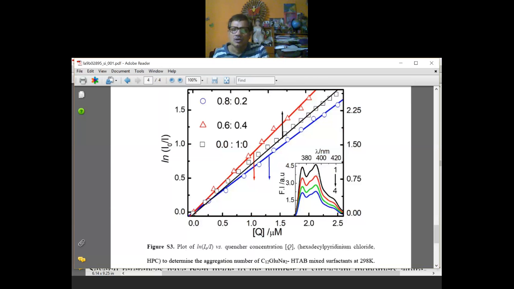From the slope you will get the value of slope equal to the aggregation number divided by the total surfactant concentration minus CMC. I hope you are also taking note in your notebook. Please keep your notebook open with a pen so that you can keep a record of that.